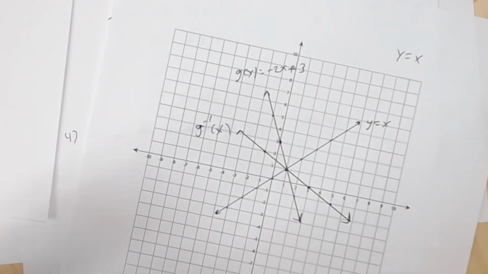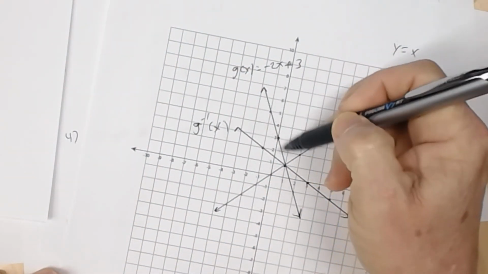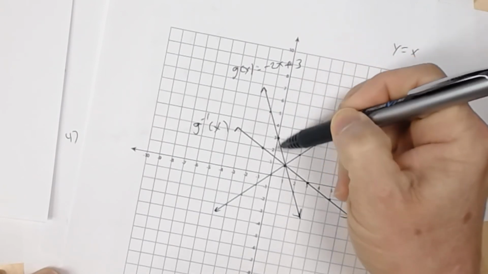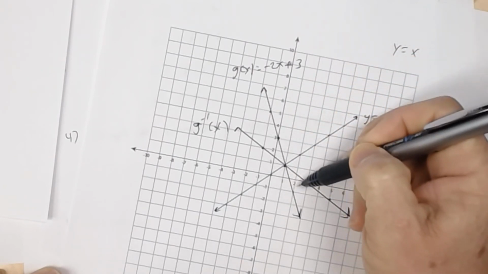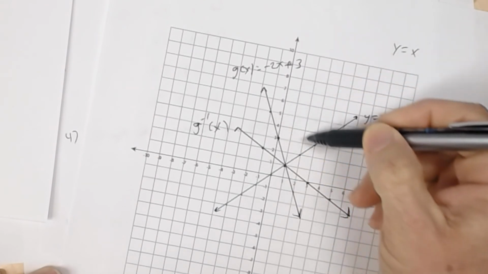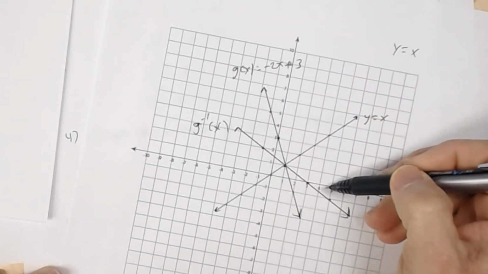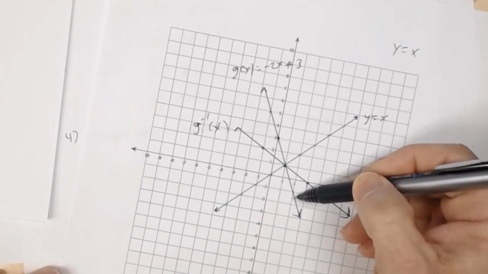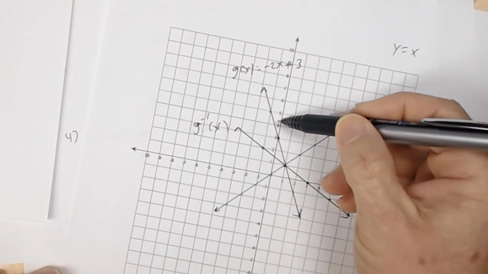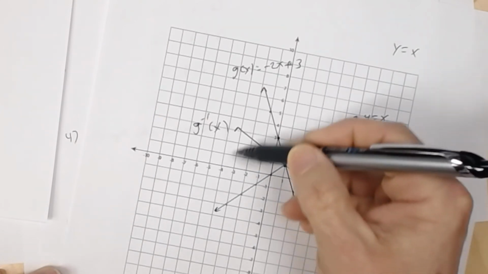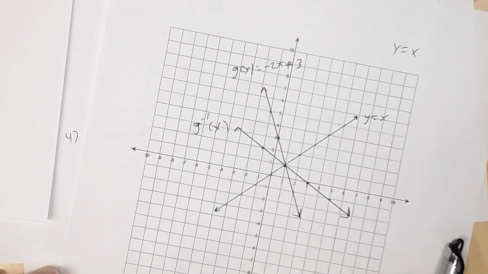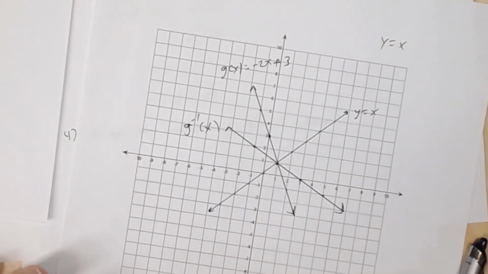So notice this part. I just want you to see this. This part, when I reflect it about that line, becomes this part. See that? So this becomes this. When you reflect that about the line y equal x, becomes that. This, when you reflect about the line y equal x, becomes that. You see it? This goes to this, and this goes to this. Okay? All right, so that's what you have to do there. So that's number 4.